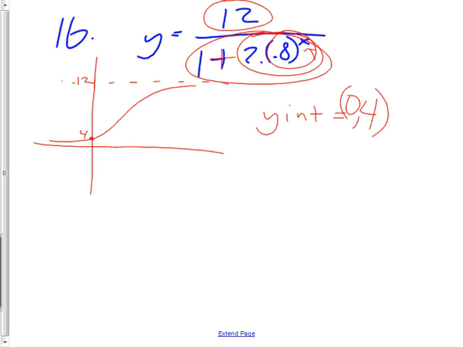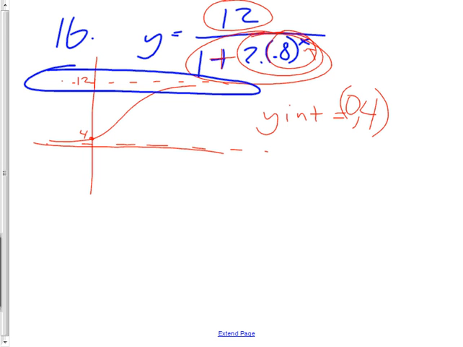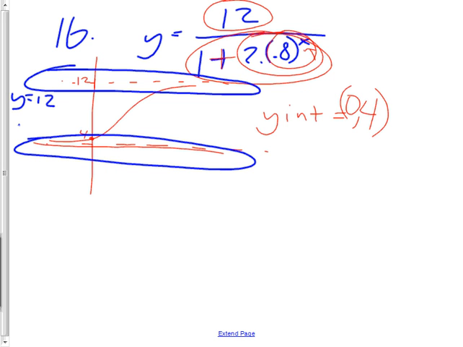Now the horizontal asymptotes. There's 2 of them. There's that one. Horizontal asymptotes. Are the x's or y things? Y. The horizontal asymptotes. Y equals 12. And the other one down here at y equals 0. That's the answer for number 16.